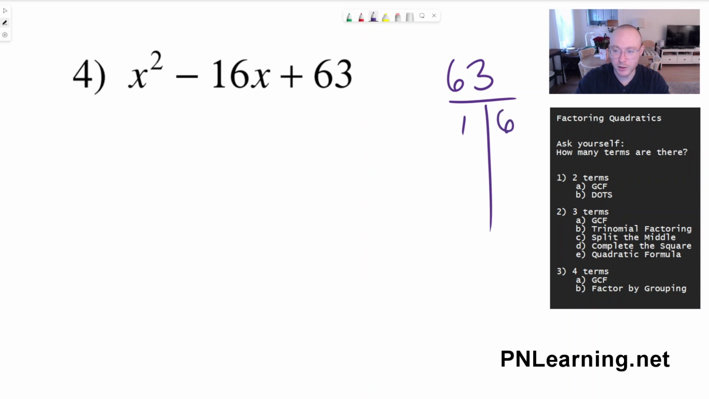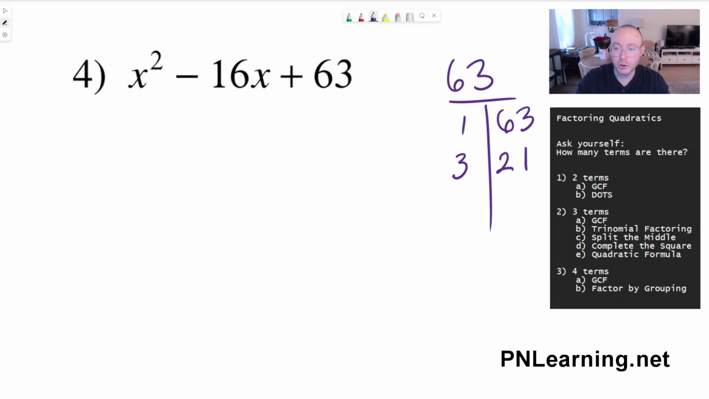Let's see, 1 and 63. 2 and nothing, because this is odd. To see if this is divisible by 3, we have a special trick. Just take the digits of the number and add them up. 6 plus 3 would give you 9. If this number is divisible by 3, then the original number will be divisible by 3. So yes, 63 is going to divide by 3, and 3 goes into 6 twice, 3 goes into 3 once. We could say 3 times 21.